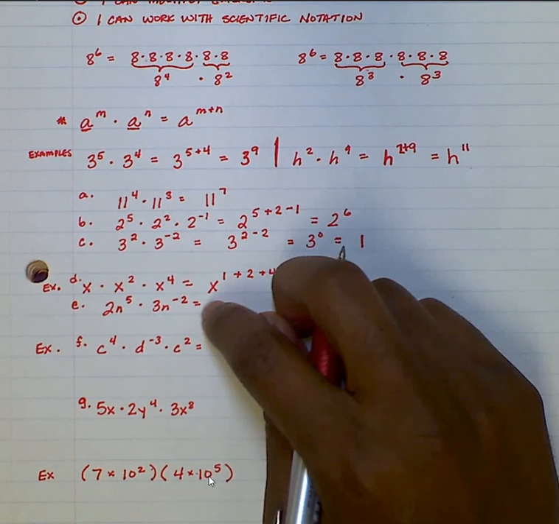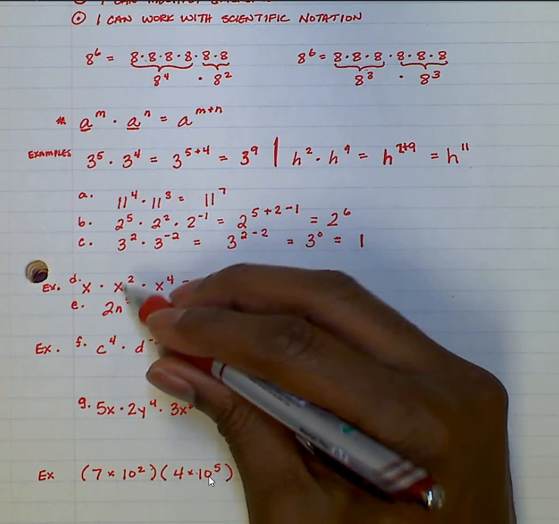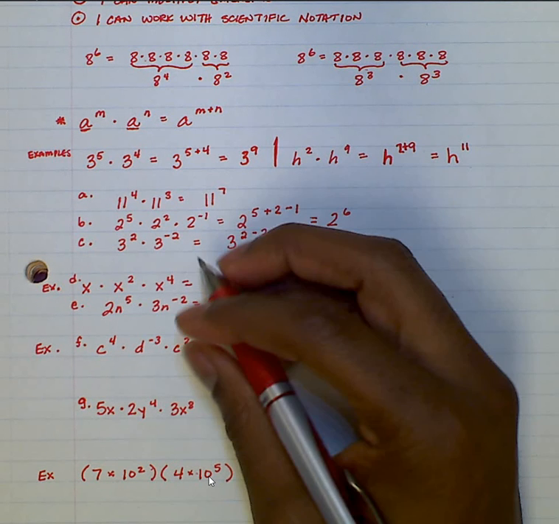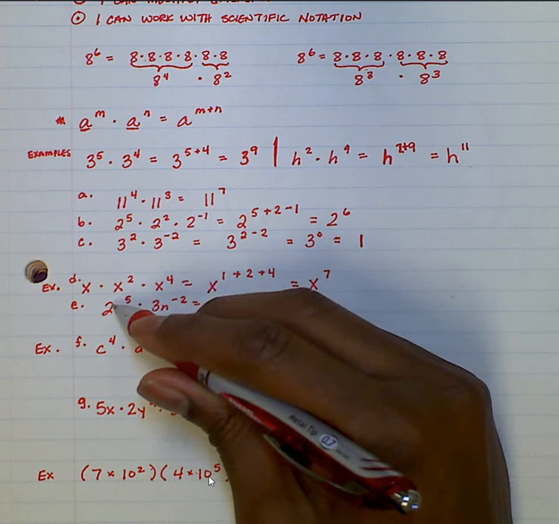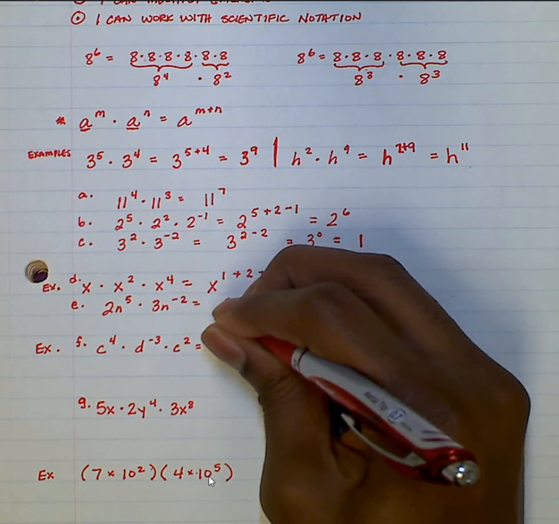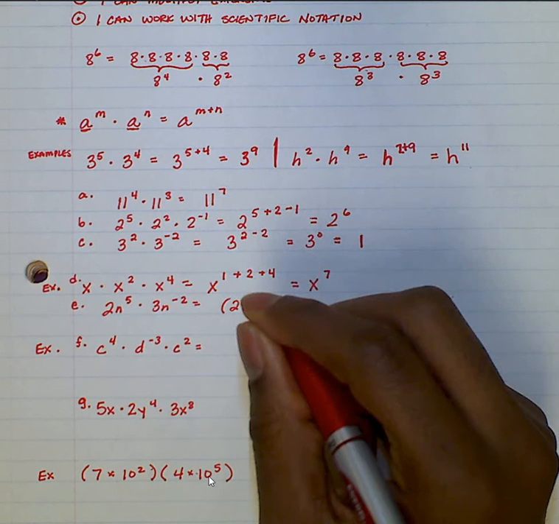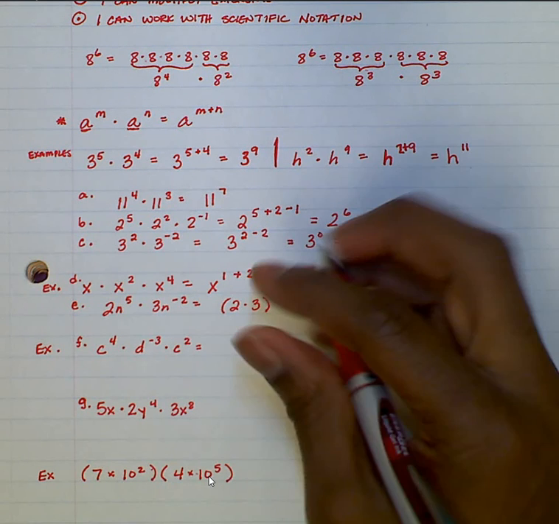Should have given myself a little bit more space, but that's okay. Here we have 2 to the 5th times 3 to the negative 2nd. We already know how to multiply numbers. 2 times 3 stays 2 times 3. It's not addition. That's still multiplication. And then we'll just regroup. We'll group these to help make it helpful for ourselves.